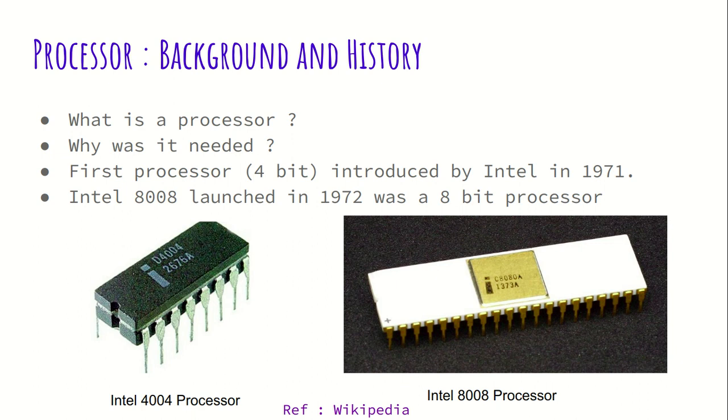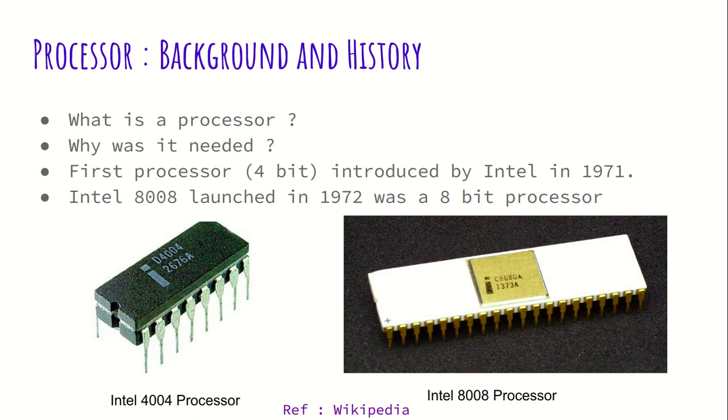So, starting off, what is a processor? A processor is an integrated electronic circuit or a small chip that performs the calculations that run on a computer. A processor performs arithmetic, logical, input-output, and other basic instructions that are passed from an operating system. Why was it needed? As evident from the definition, a processor was needed to perform arithmetic, logical, input-output operations at a much higher speed than humans could ever do.